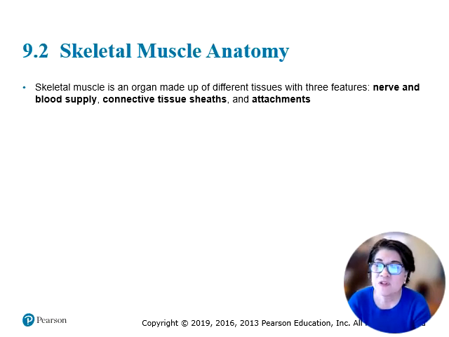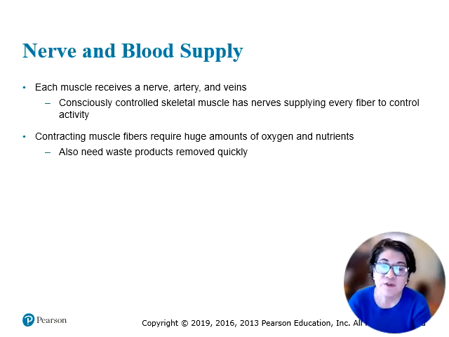Okay, so there's different parts to a muscle that we're going to look at, and we'll mostly look at skeletal muscles. They have nerve and blood supply, they have connective tissue sheaths, and they have attachments. Every muscle has a nerve, artery, and vein, no matter what, because they need a nerve to be able to contract, and they need an artery to provide them with nutrients and oxygen, and then a vein to remove CO2 and waste.